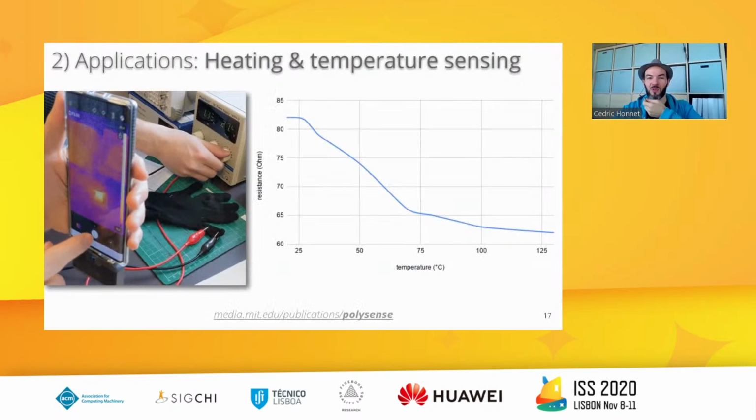Polysense can also be used as a custom actuator. As anything resistive, this polymerized glove heats when electrified, but temperature affects electrical resistance too. So we characterize this resistance variation as a function of temperature to avoid burning the user, for example.